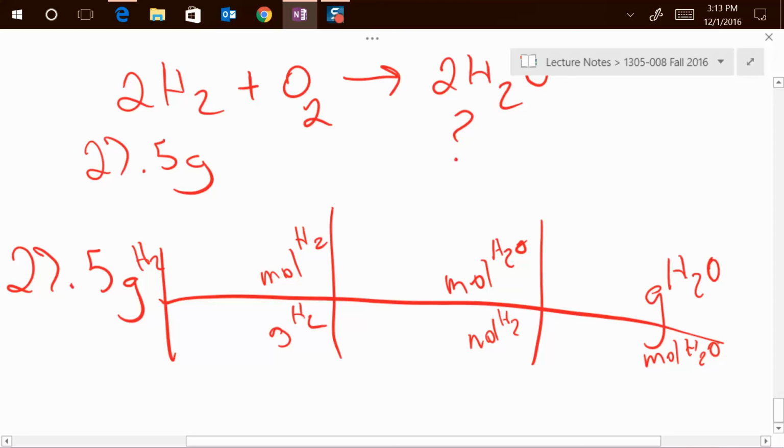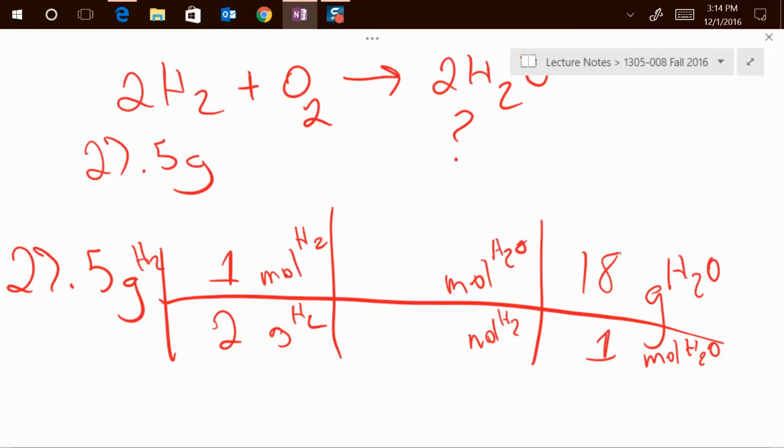Okay? Grams and moles. Moles are always 1. And 2 grams for hydrogen, 2 grams for every 1 mole. That's how much it weighs per mole. Water weighs 18 grams per mole. 1 oxygen, 2 hydrogens. That's 16 plus 2. That's 18. What's the relationship here in the middle? 2. Yes. So I have 2 hydrogens for every 2 waters. So 27.5 times 2 times 18 divided by 2 divided by 2. 247.5.